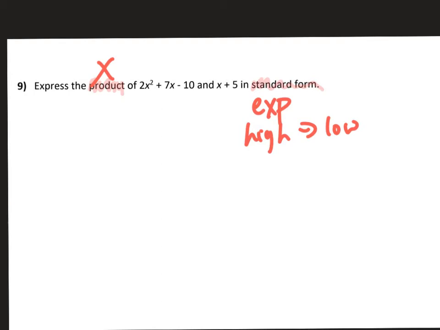We have these two expressions. Let's figure out what our expressions are. Our first expression is 2x squared plus 7x minus 10. Our next expression is x plus 5. Whenever I'm doing products, I can do FOIL, or I can, once again, do the distributive property. The box method.